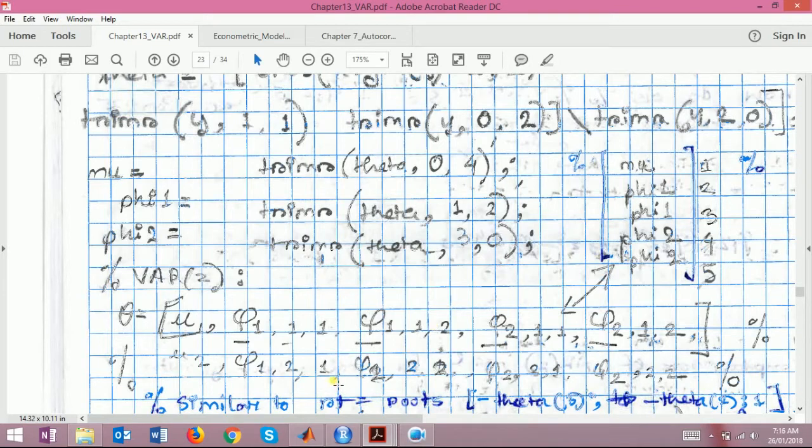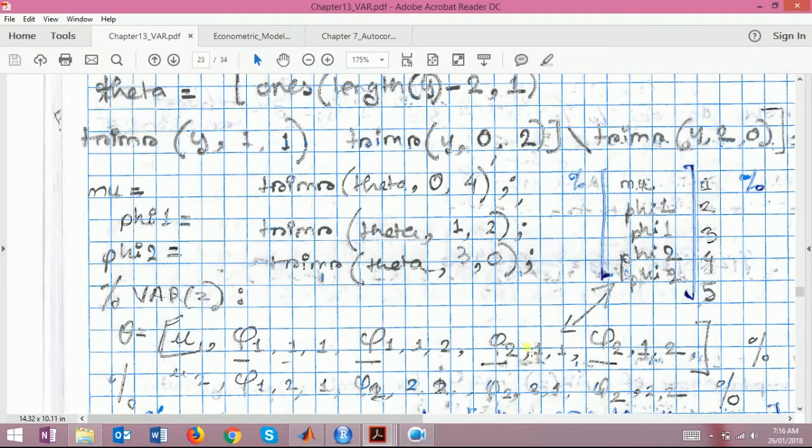Lag equation and variable. So lag 1 equation 1 variable 1, lag 1 equation 1 variable 2, lag 2 equation 1 variable 1, lag 2 equation 1 variable 2. So you have how many phi 1s, you have how many phi 2s, right? For each constant. So mu is the first one, you trim the rest from your theta.